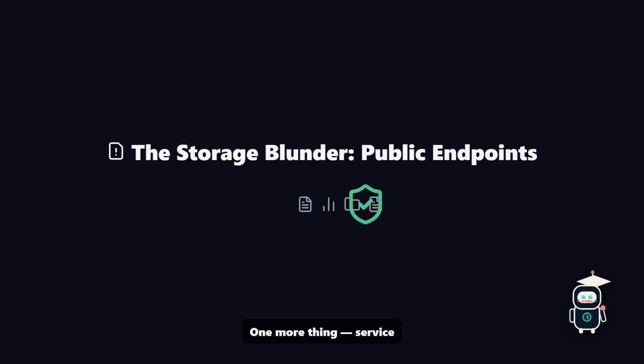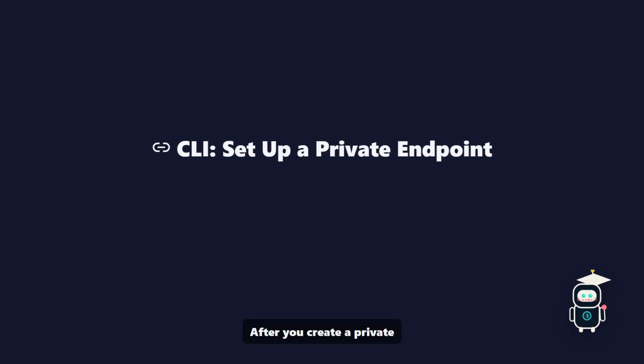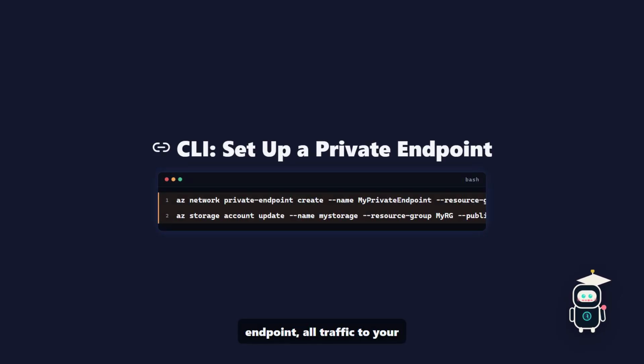One more thing. Service providers can never initiate connections into your VNet via private link, so you're not opening a backdoor. After you create a private endpoint, all traffic to your storage account stays inside the Azure backbone. The key switch is Group ID, which tells Azure which sub-resource, like blob, file, or queue, you want to lock down. Once this endpoint is live, you can disable public access and still use the service from your VNet.